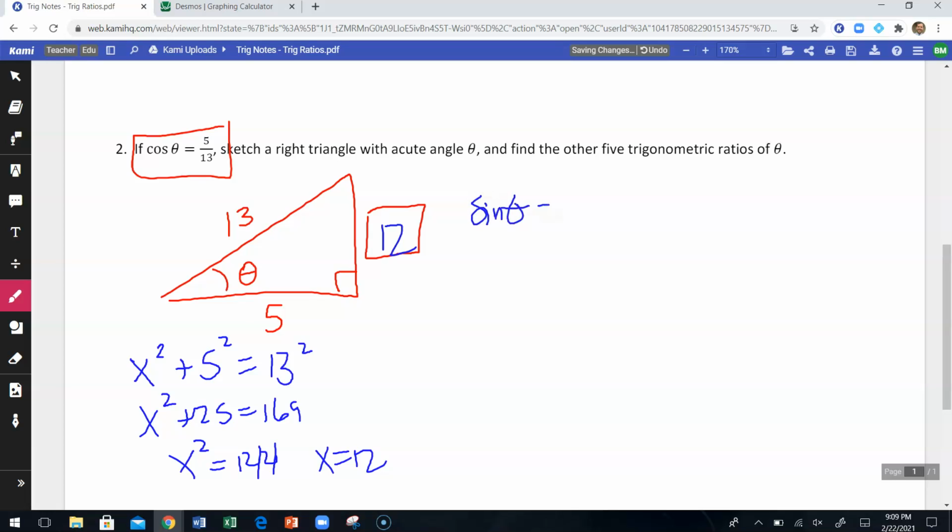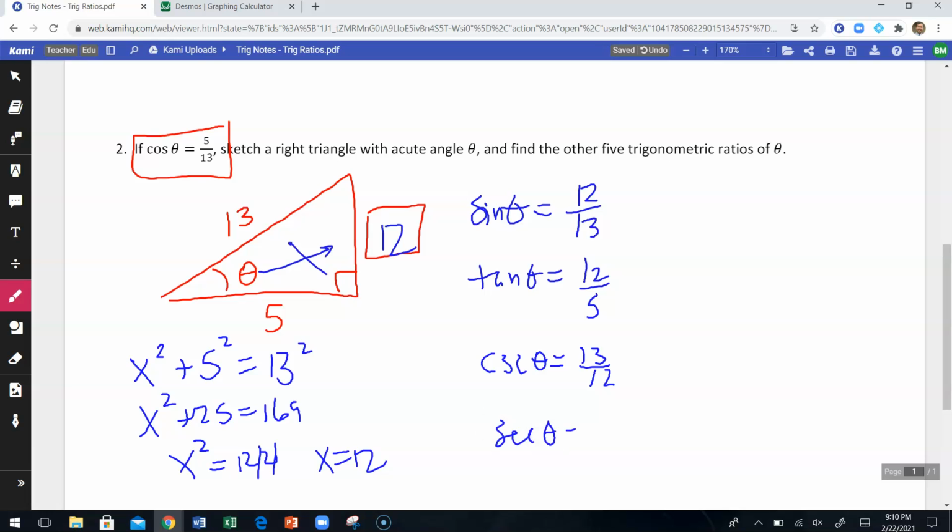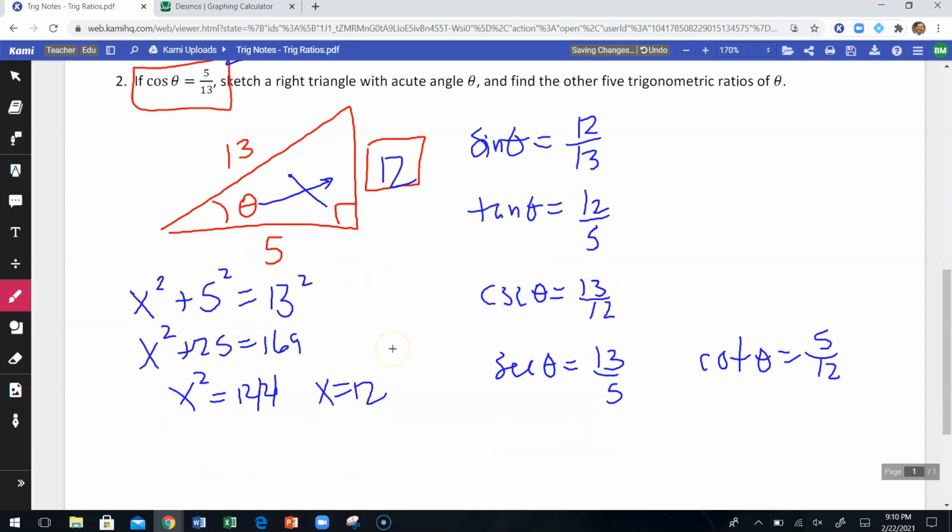Well, then I can find all of these ratios. The sine of the angle theta is the opposite over the hypotenuse, so that's 12/13. The tangent of the angle theta is the opposite, 12 over the adjacent, which is 5. The cosecant is the reciprocal of sine, so that's 13/12. The secant is the reciprocal of cosine. Cosine was given, so that's going to be 13/5. And the cotangent is the reciprocal of tangent, so that's going to be 5/12. And that is how you find trig ratios of right triangles.